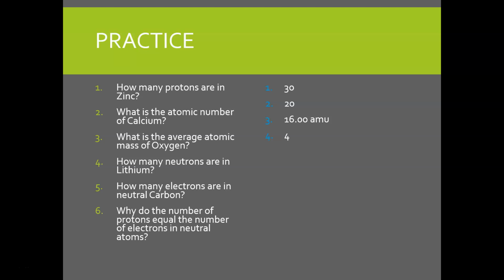So you look at lithium, you see that lithium has 3 protons, and that it has an atomic mass of 6.94. We round that up to a whole number, which is going to be 7, and 7 minus 3 is 4. For how many electrons are in a neutral carbon? The answer is going to be 6, because remember, in a neutral atom, you will have the same number of protons and electrons.